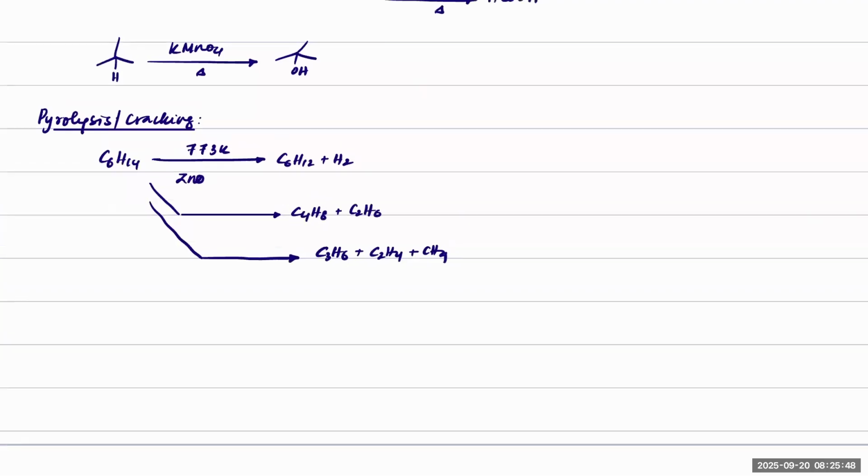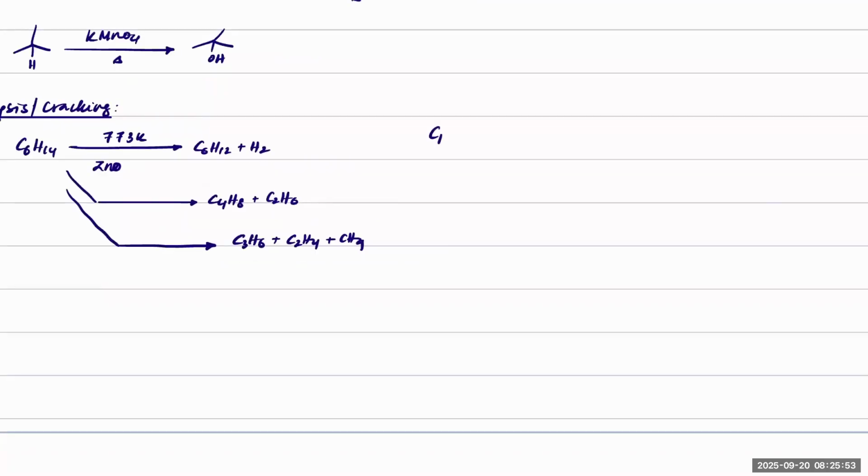Now you see, C1 to C4, usually alkanes are gases. Next, C5 to C17 are liquids. C18 and greater than this are all solids, waxy solids. Got it? Any doubt?